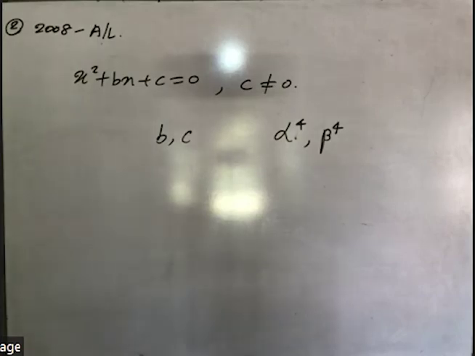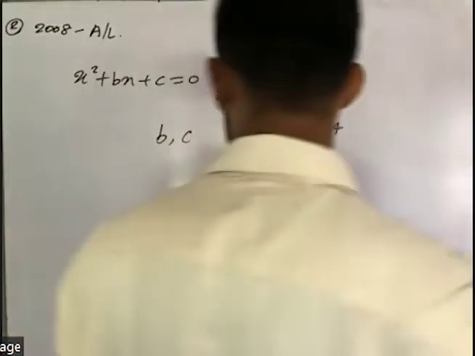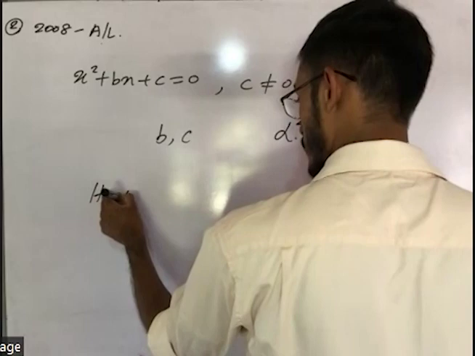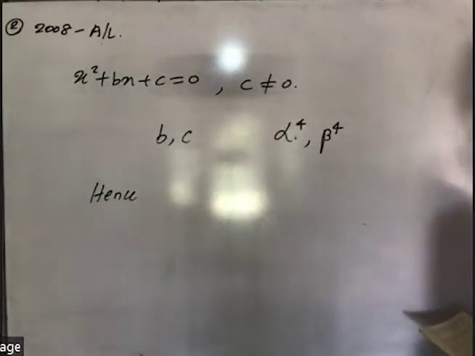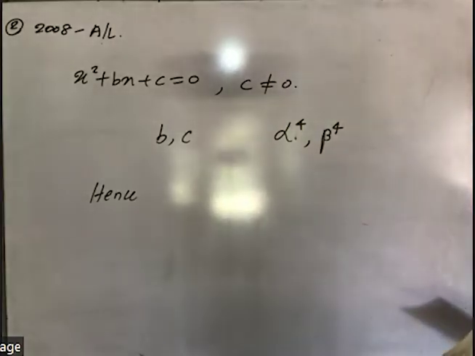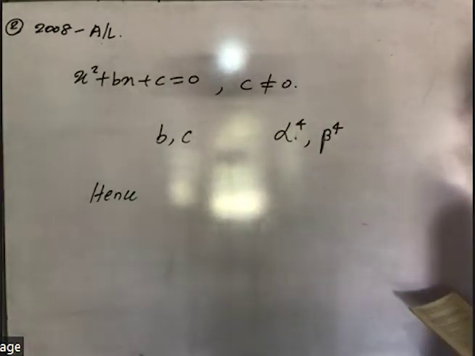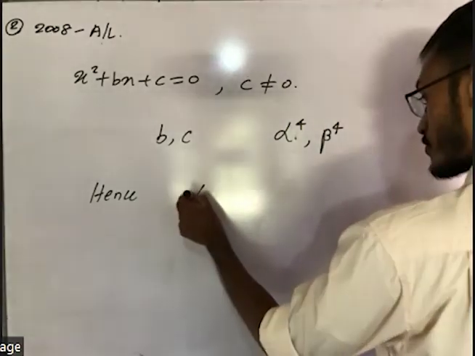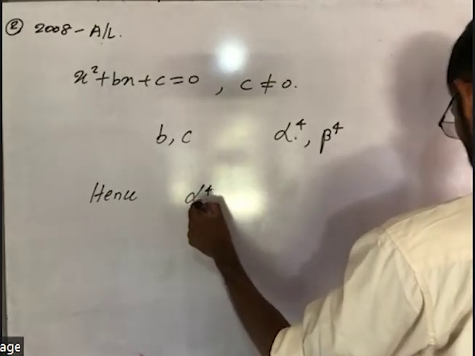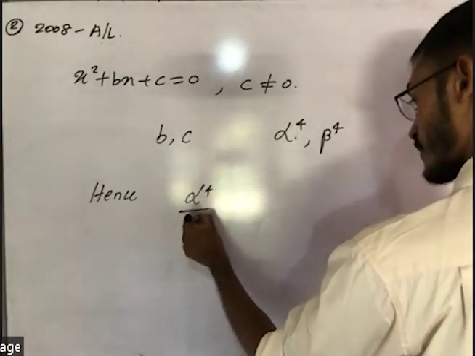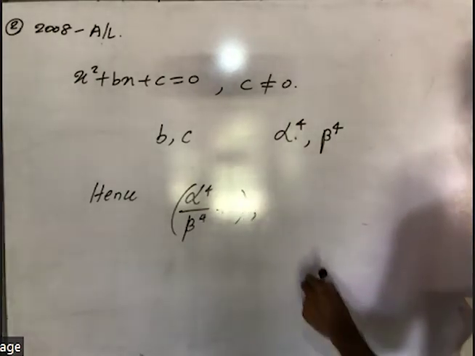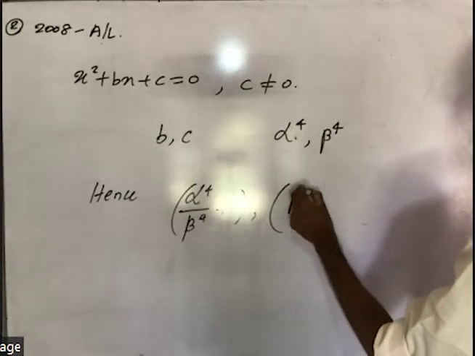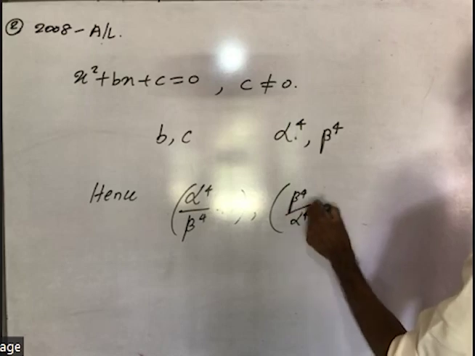Then write down, hence find the quadratic equation in terms of b and c whose roots are alpha to the power 4 over beta to the power 4 plus 1, comma, beta to the power 4 over alpha to the power 4 plus 1.